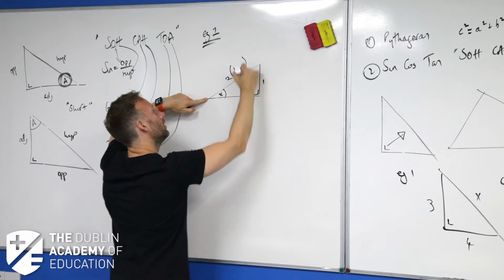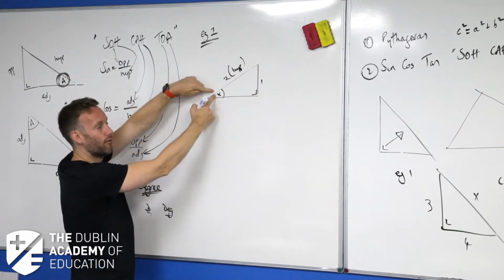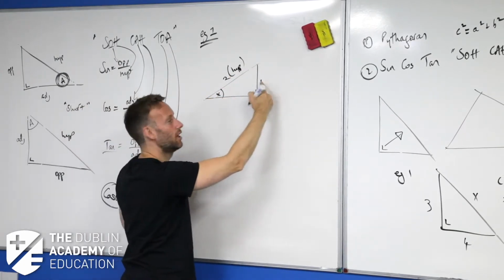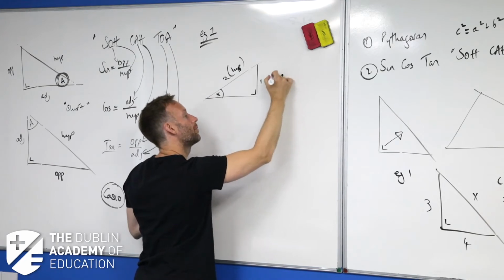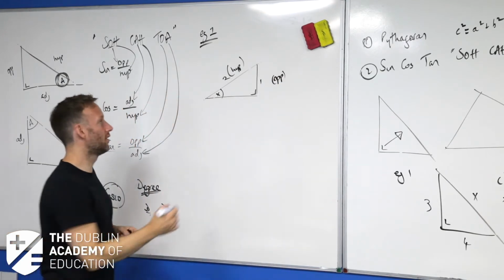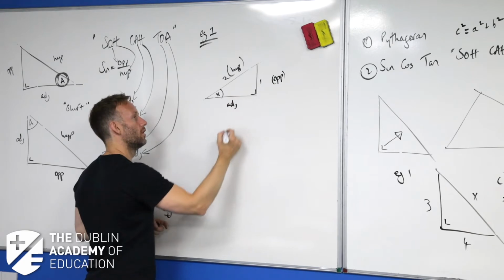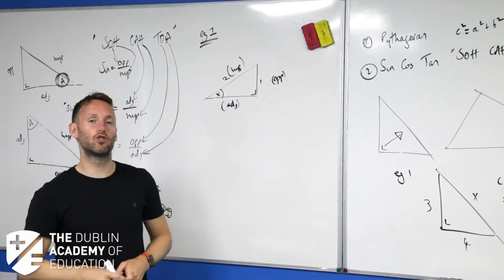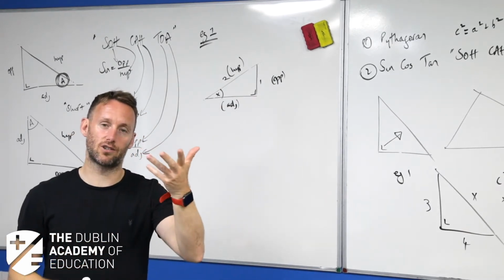Lovely. That's the angle that we're looking for. That side there is clearly the opposite. And the final side is the adjacent. So what trig function are we going to use? Are we going to use sin, cos, or tan?